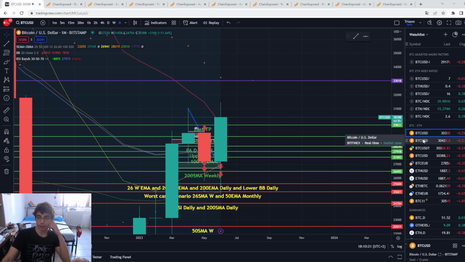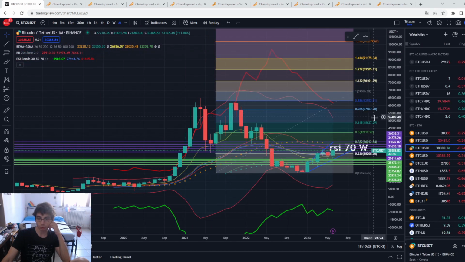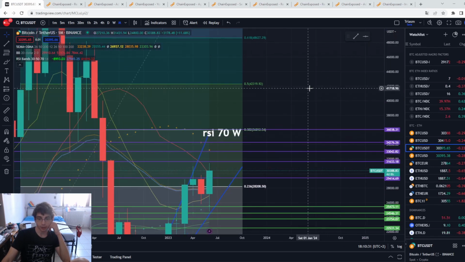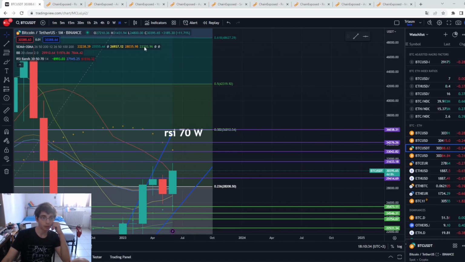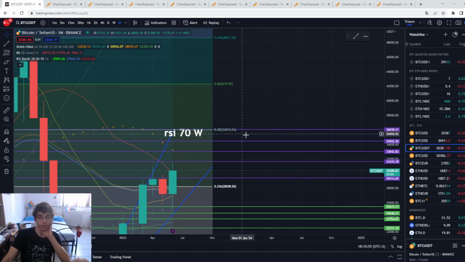But one thing I want you to know is that above the 33k level on the monthly 26 SMA, we have 34.5k on the upper Bollinger Band, the upper 70 RSI on the weekly. In fact, we see the 70 RSI more or less here, and we have the 0.382 Fibonacci at the 36k level.